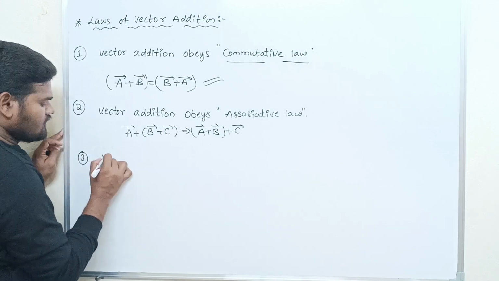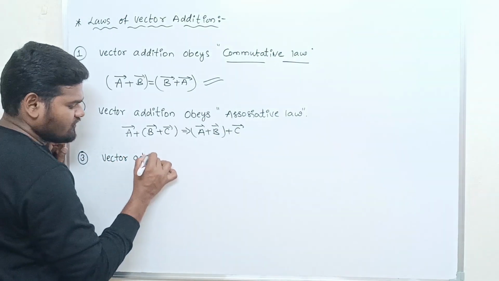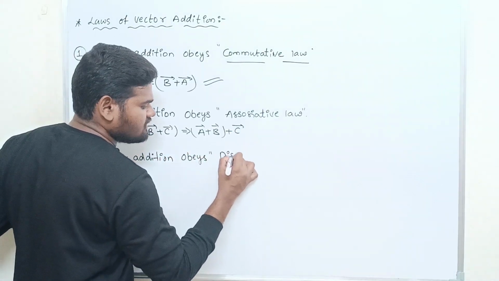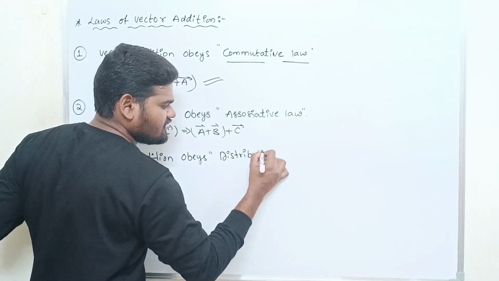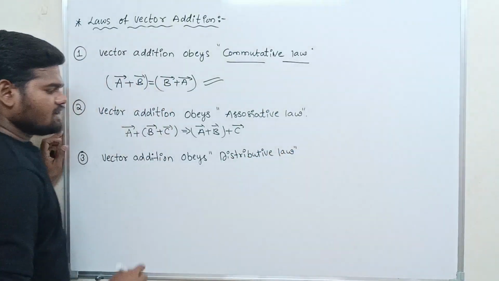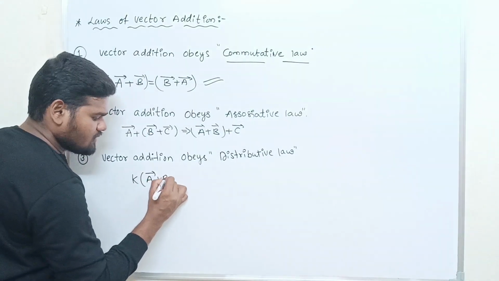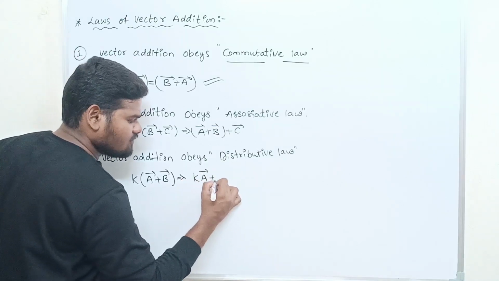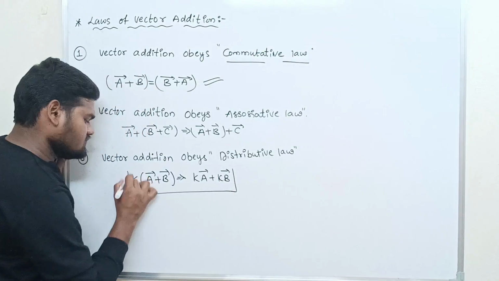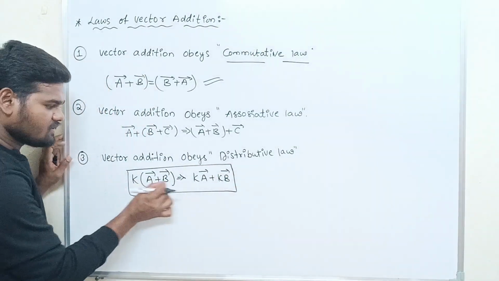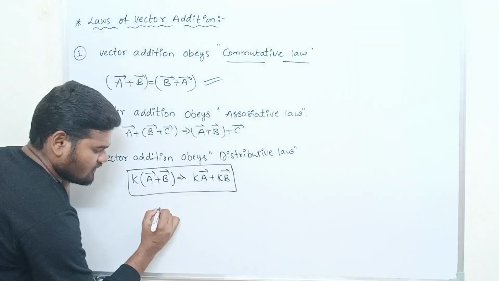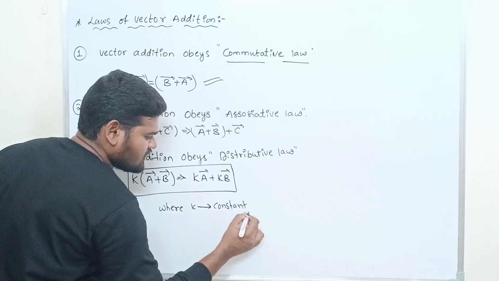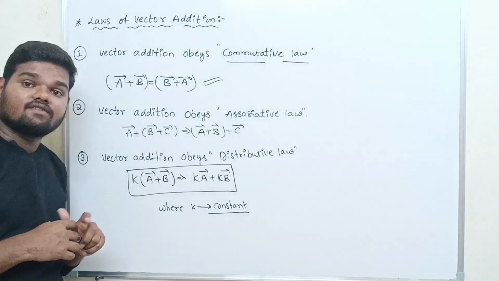Third, vector addition obeys the distributive law. That means k into a bar plus b bar is equal to k into a bar plus k into b bar. This is called the distributive law. You will get the same answer, where k is a constant. So these are the laws of vector addition.